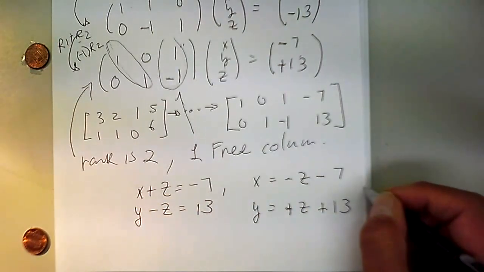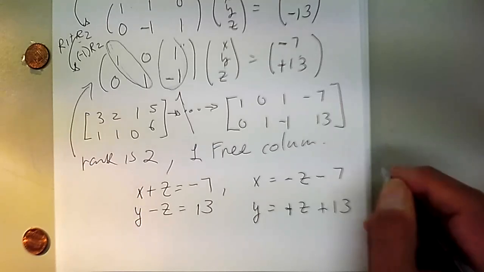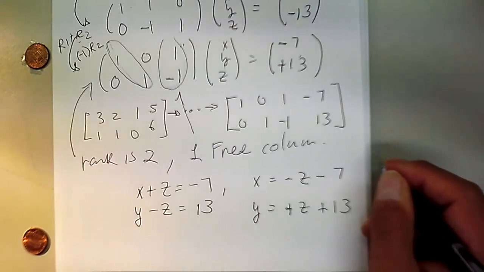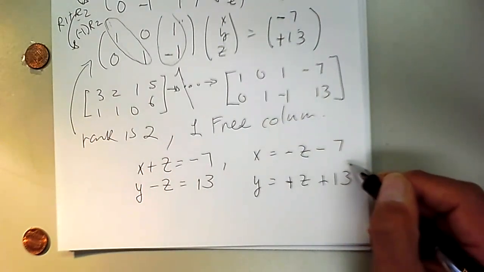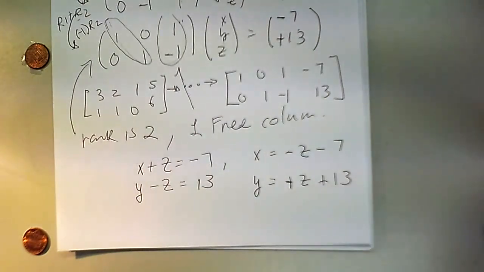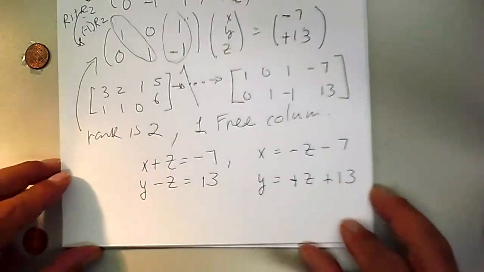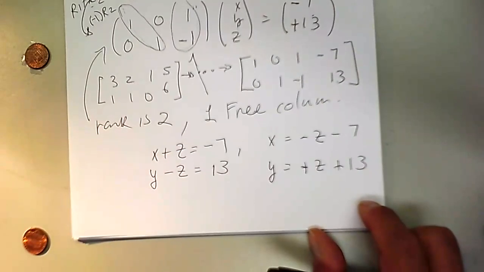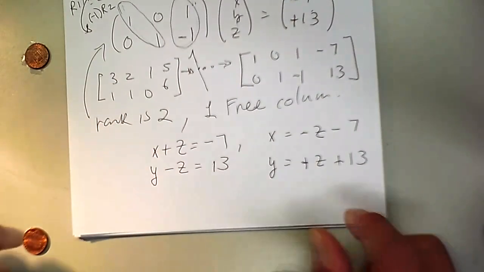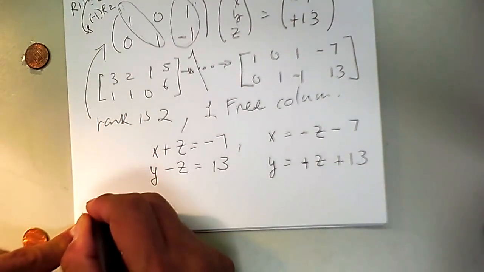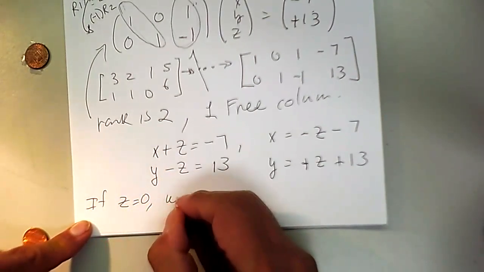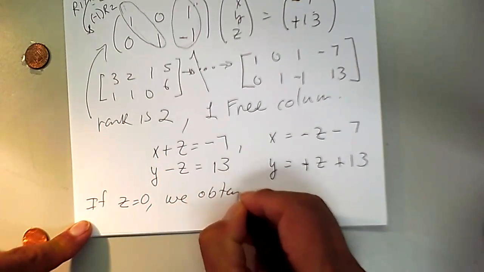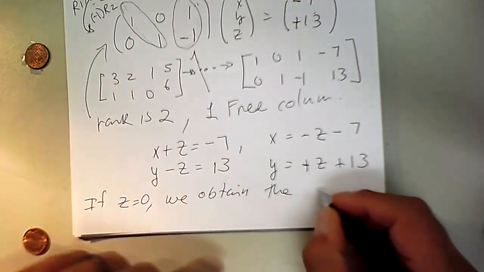Okay, now we can go in two different directions with this. Let's go into the particular solution direction. So if z equals 0, we obtain the particular solution.